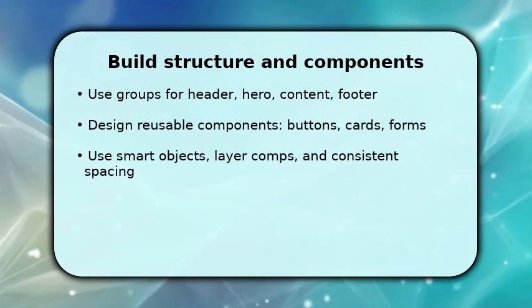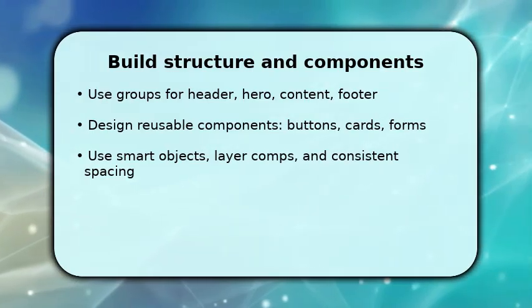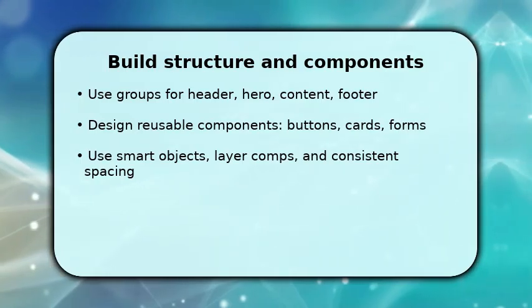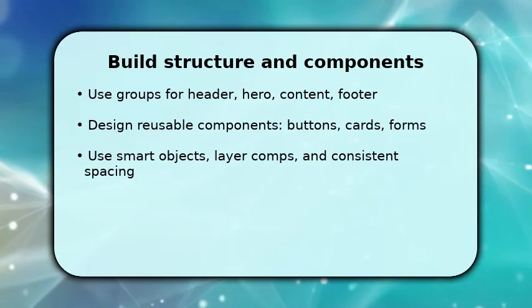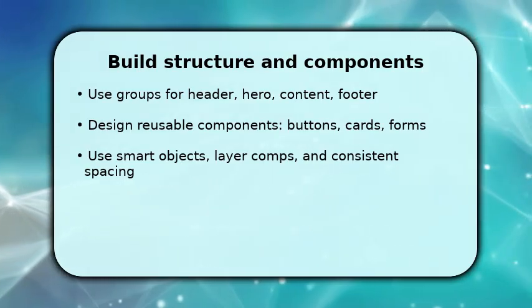Start by blocking out the layout with rectangle shapes for the header, hero, content blocks, and footer so you can visualize hierarchy. Convert repeated elements into smart objects: buttons, cards, icons, so edits propagate instantly. That saves time and keeps visual consistency.